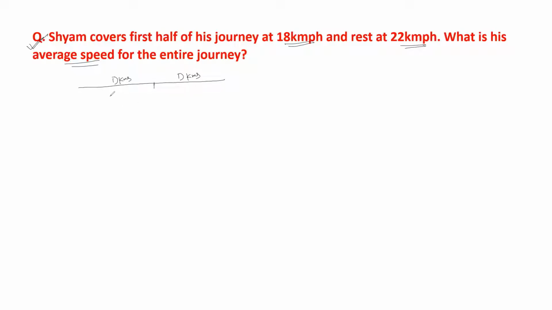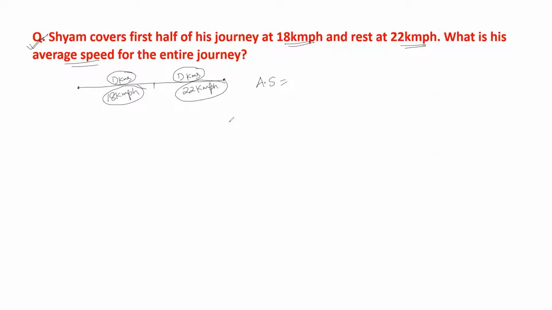The first half Shyam covers at a speed of 18 kmph and the second half he covers at 22 kmph. We need to find the average speed for the entire journey. To calculate the average speed, we can simply use the total distance traveled upon total time taken. But since in this case the distance traveled in each part is the same, we can directly use the formula for average speed, which would be simply the harmonic mean of 18 and 22.